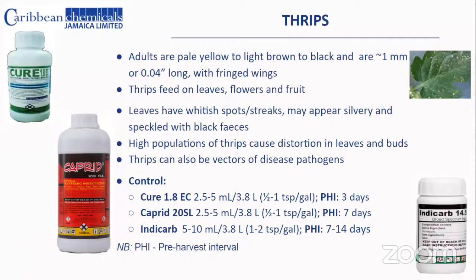Indicar, 7 to 14 days. So again, this should position based on your field maturity, based on your setup for when you have to harvest, based on your sales and market. You should know if it is safe for me to go in with an Indicar, knowing that the PHI is 7 to 14 days.